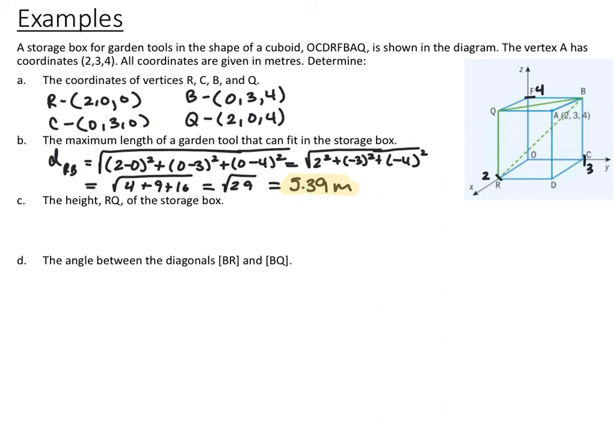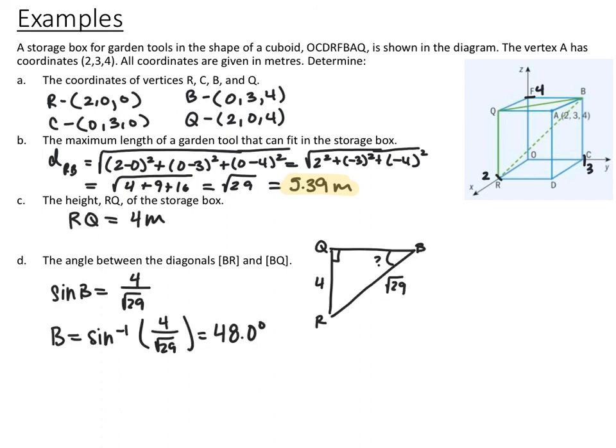So then go ahead, pause the video, and do parts C and D. Find the height, RQ, of the storage box, and then find the angle between the diagonals BR, so the diagonal that we drew right here, and the diagonal BQ. So you're finding this interior angle right here. So go ahead and pause the video and do parts C and D.